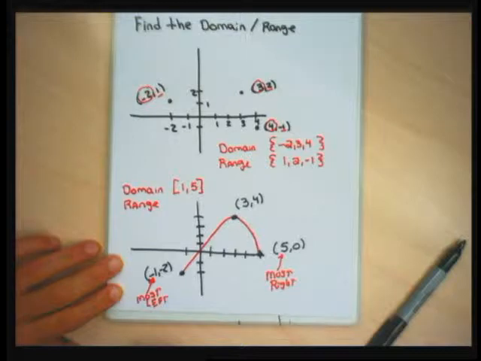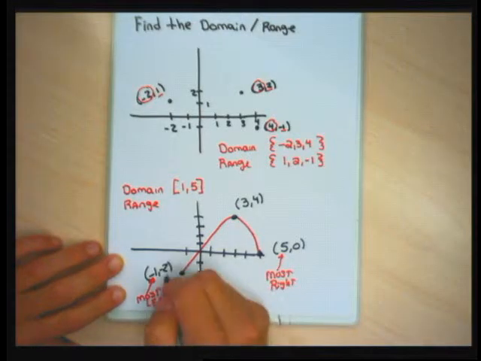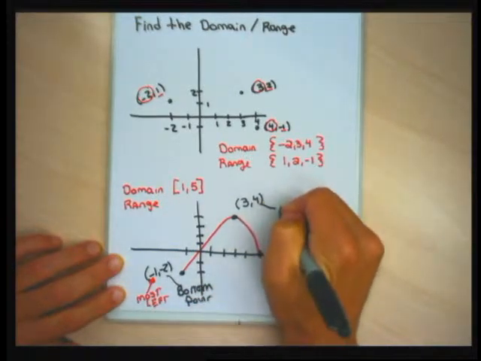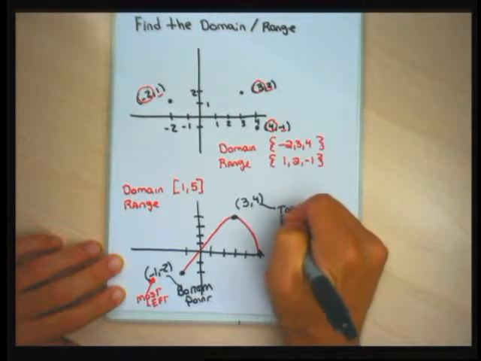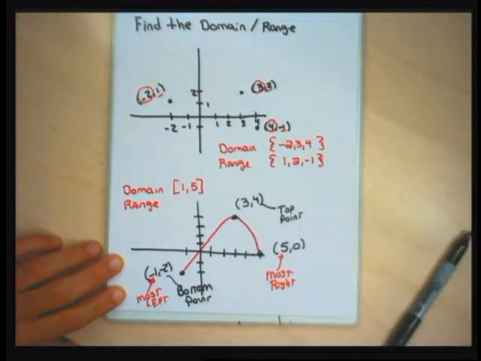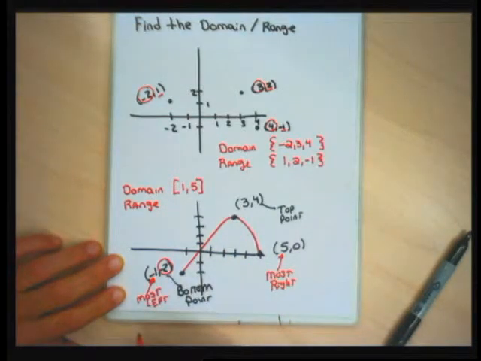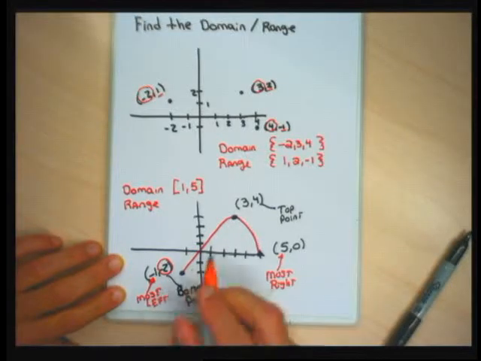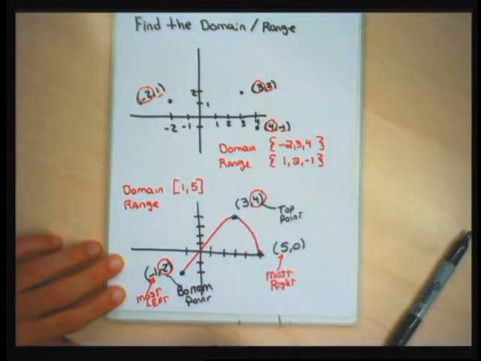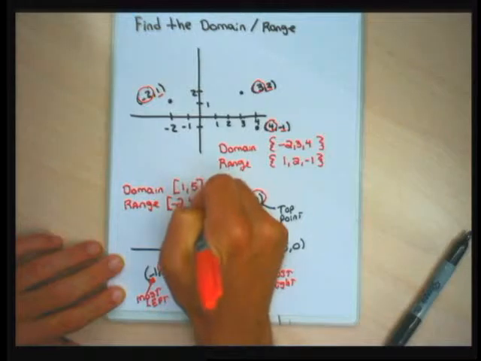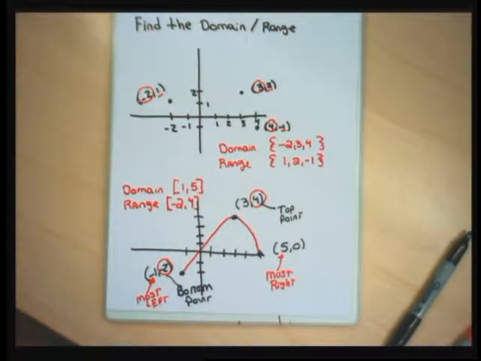For the range, I need to pick off the point that's at the bottom and its y, and the point that's at the top of the graph and its y. So the bottom point, the lowest point on this graph, is the point -1, -2. Its y is -2. That belongs in the range. The point that's at the top of the graph is the point 3, 4, and its y is 4. It belongs in the range. So the range is going to be -2, 4, square bracketed.